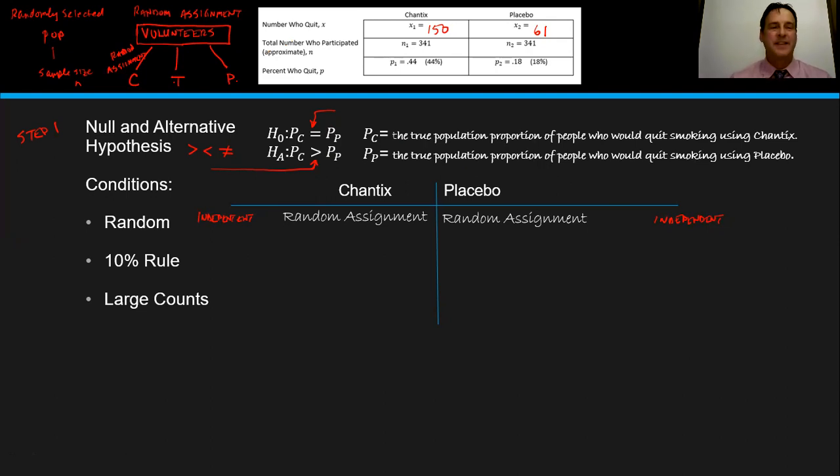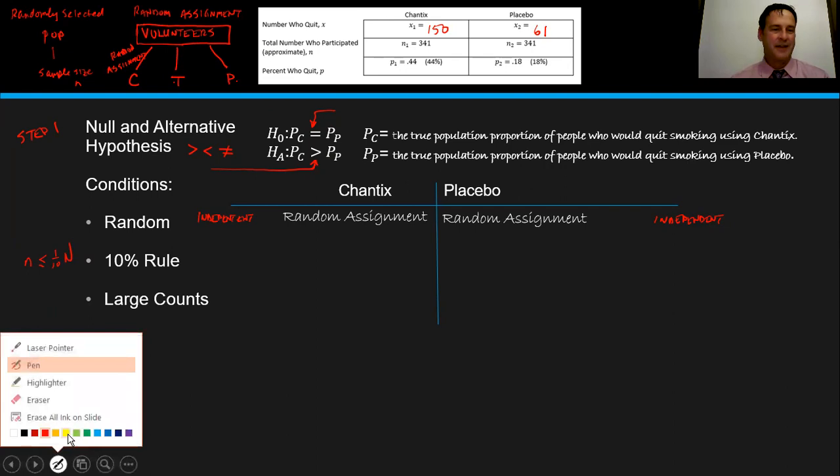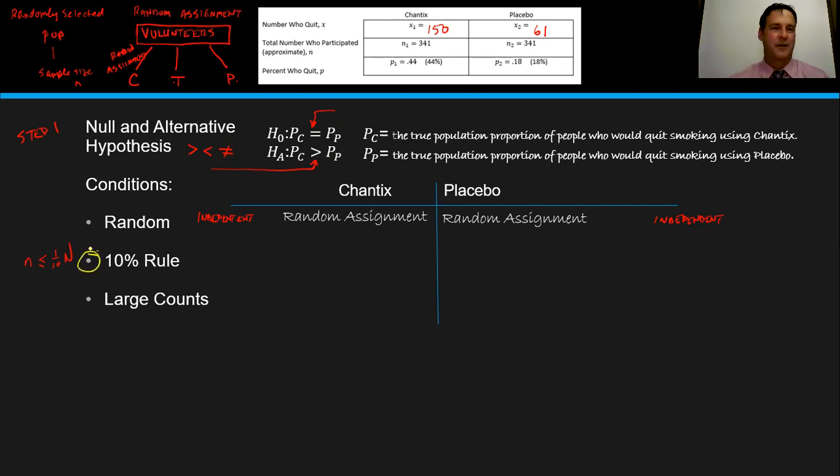All right, second part is the 10% rule. And I'm going to write this off to the left here. Remember, that's typically little n is less than or equal to 1/10 the big N. You only need to do this, and I'm going to draw a little arrow, if you have something that says randomly selected or doing an SRS. If you have a random assignment, this part will not exist, and largely because you are not being replaced back into your original pool.